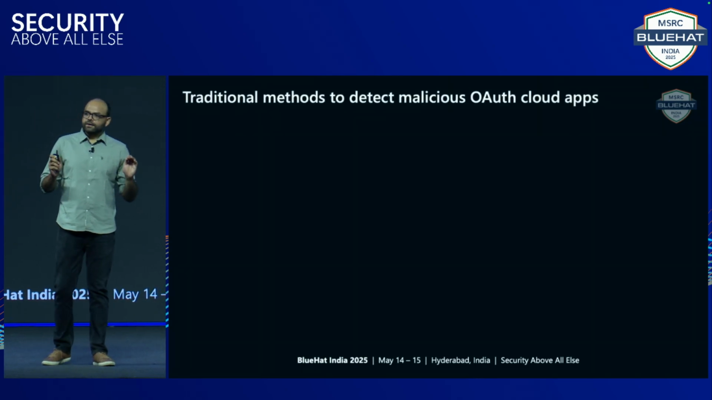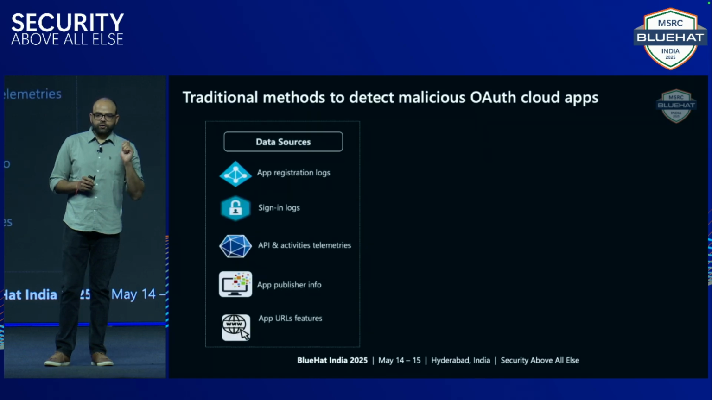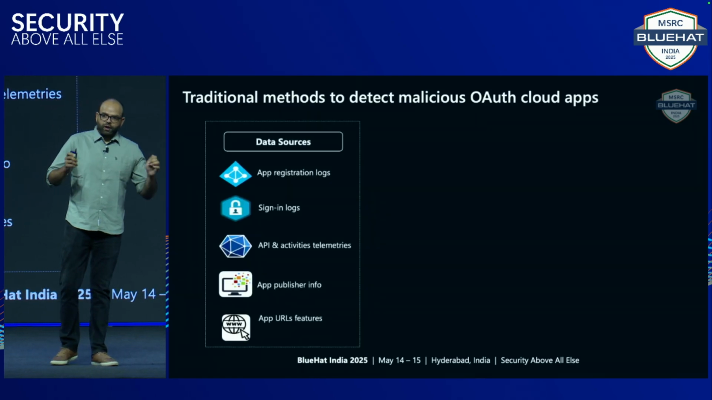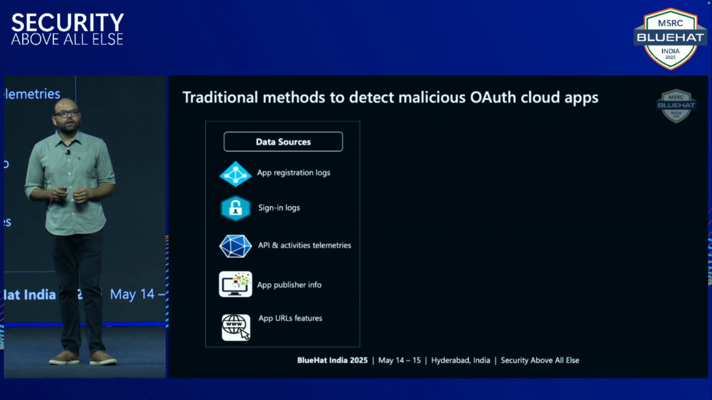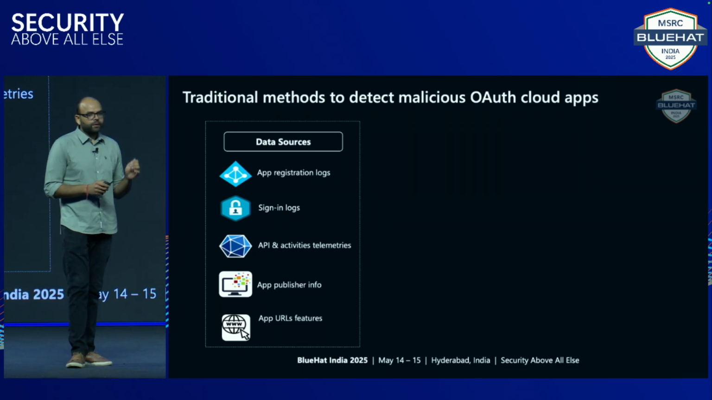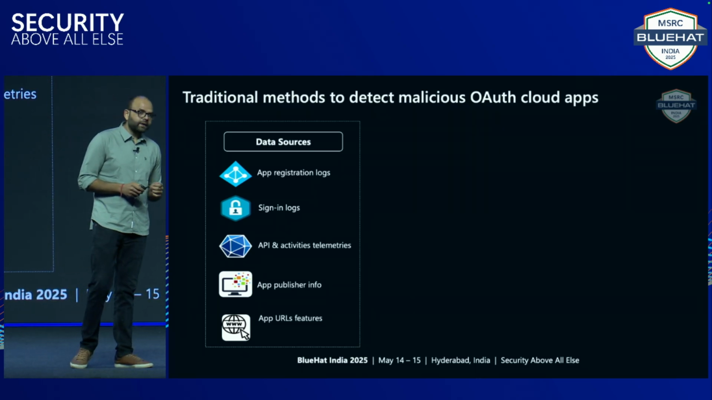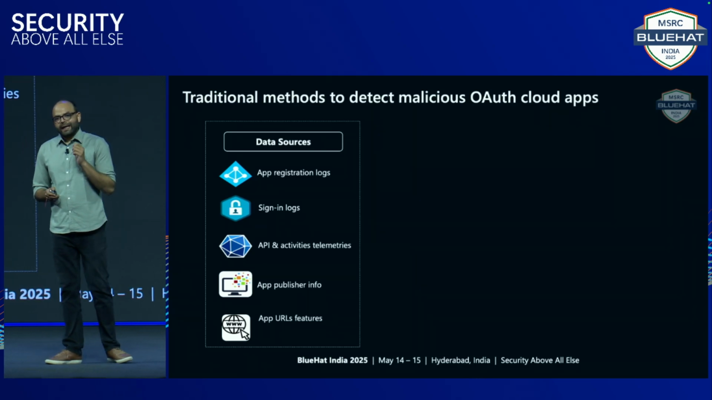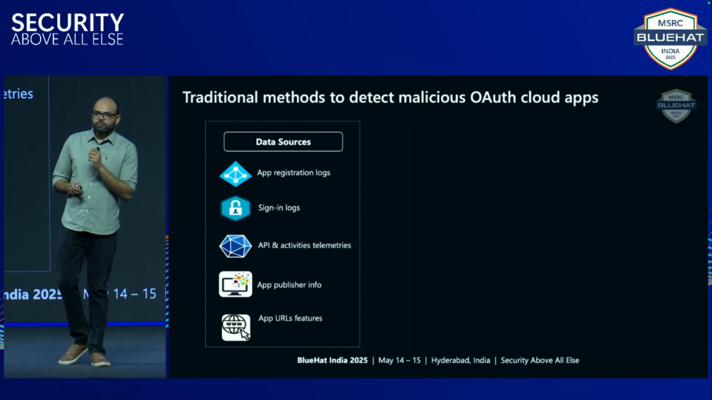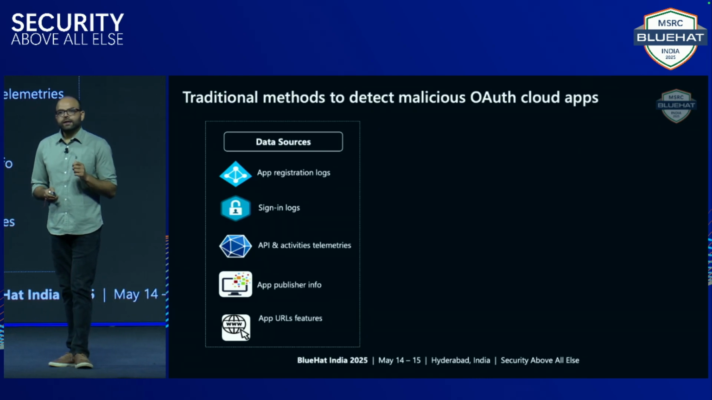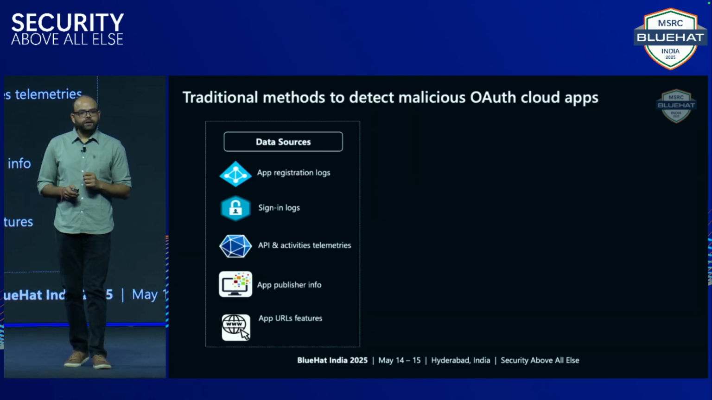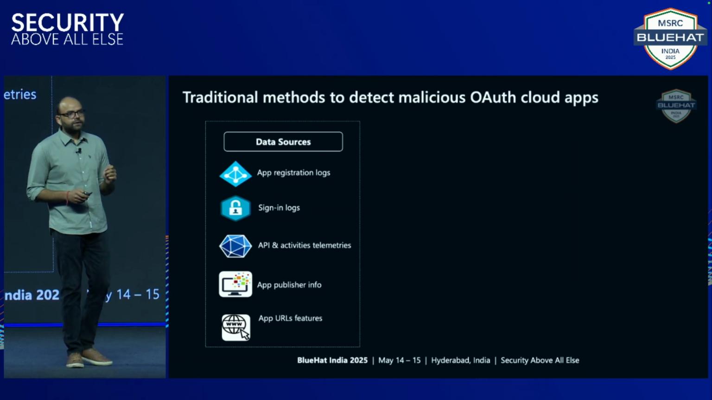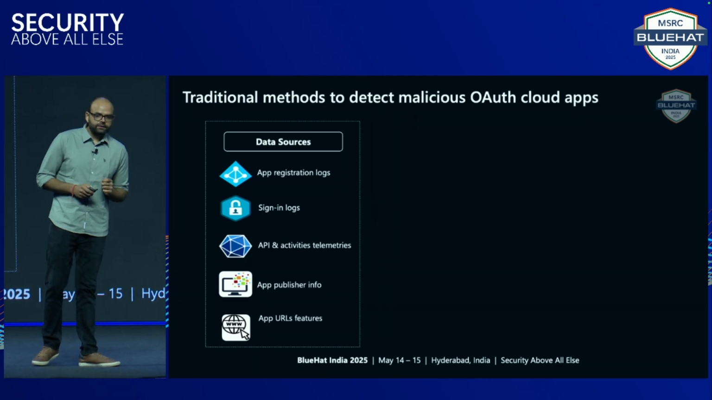So what are the traditional methods? The first step is the data. We collect raw signals from a wide range of data sources. These data sources could be registration logs of those applications from the Active Directory, the sign-in logs, API calls or the activities done by these applications, the details of the publisher or developer of these applications, or even features extracted from the URLs associated with these applications.